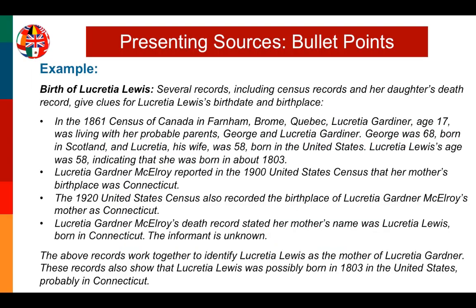This first example uses bullet points to clearly present material in an understandable way. This example covers the birth of Lucretia Lewis. After giving an overview, the writer uses a bullet point list to present the sources, information, and evidence. The writer ends the proof with a strong concluding statement.